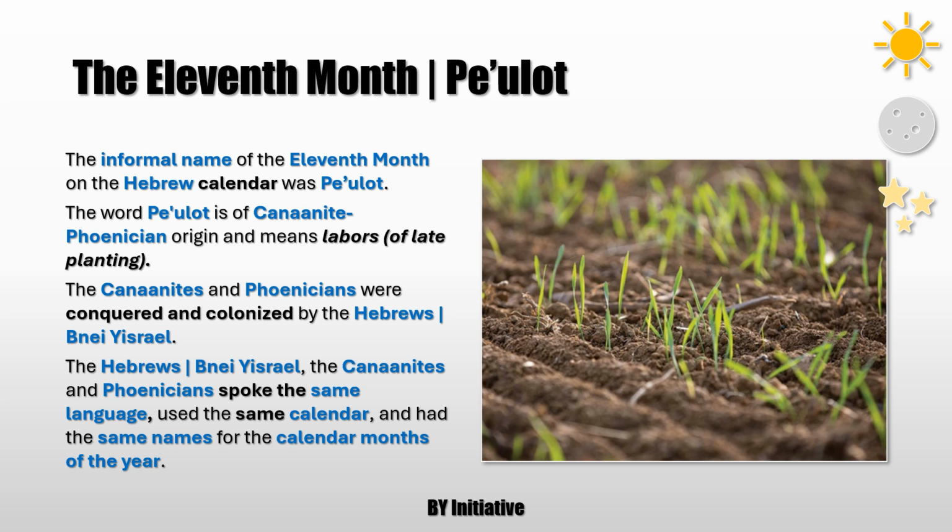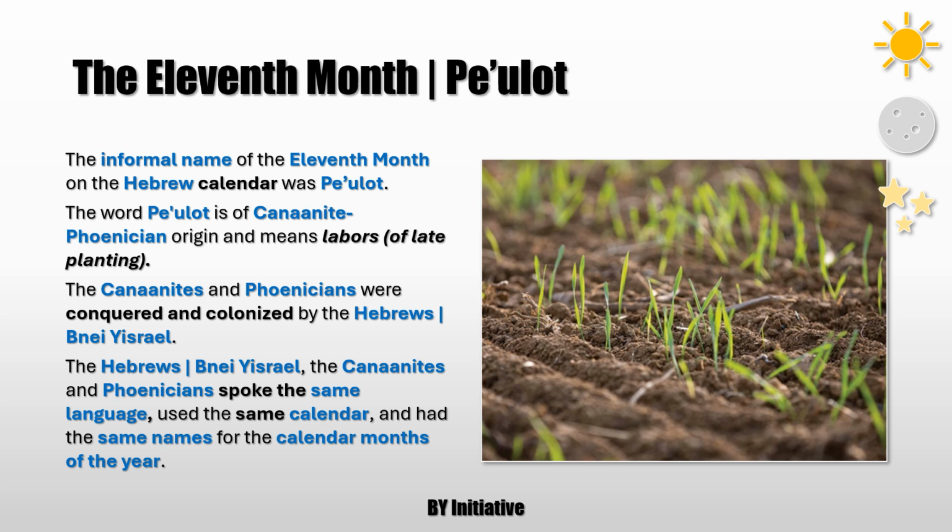The informal name of the 11th month on the Hebrew calendar was Peulot. The word Peulot is of Canaanite and Phoenician origin and means labors within the context of late planting.